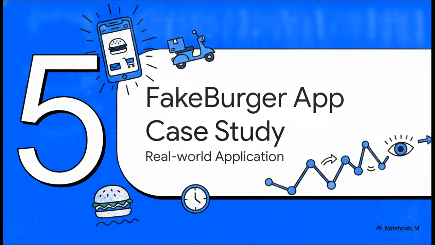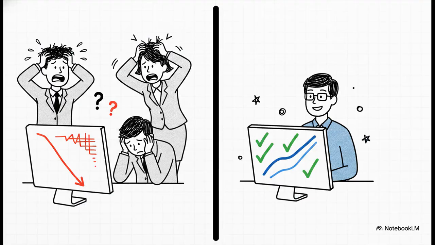Let's put this theory into practice. Moving on to Section 5, Case Study, Fake Burger App. This is where user-focused observability truly shines and proves its worth in a high-stakes environment. I want you to imagine the tension in an engineering war room on a Friday night at a fictional food delivery company we'll call Fake Burger.